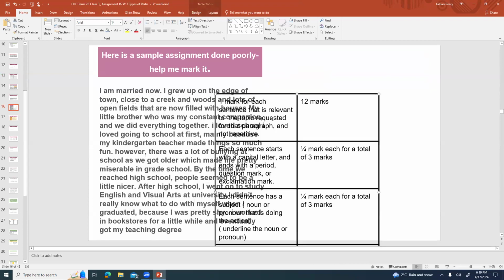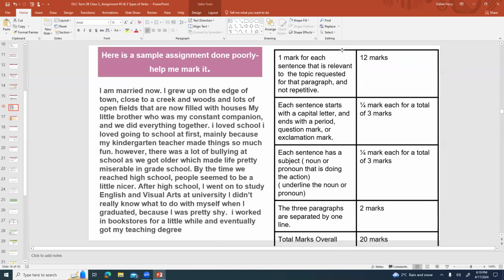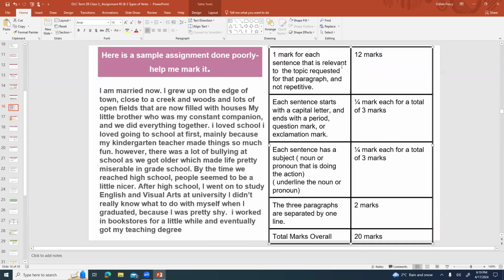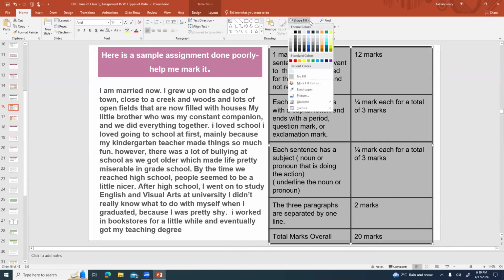Sorry, give me a second. Let me just see if I can make this work. Okay, I can. And I'm just going to fill that in with white so it kind of looks proper. It's all hanging off the edge there.